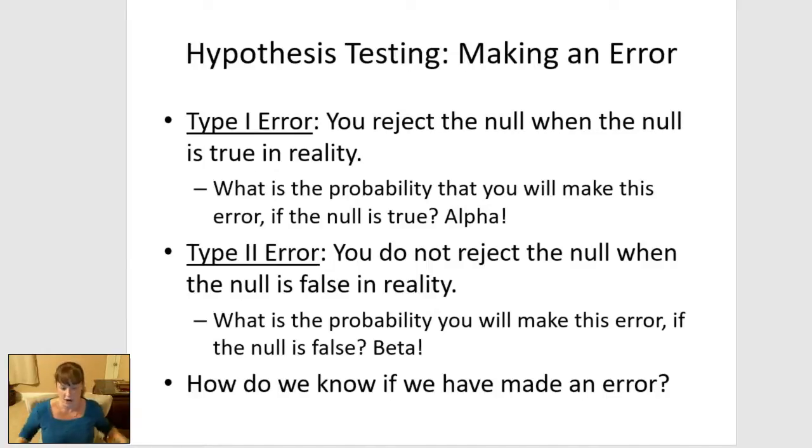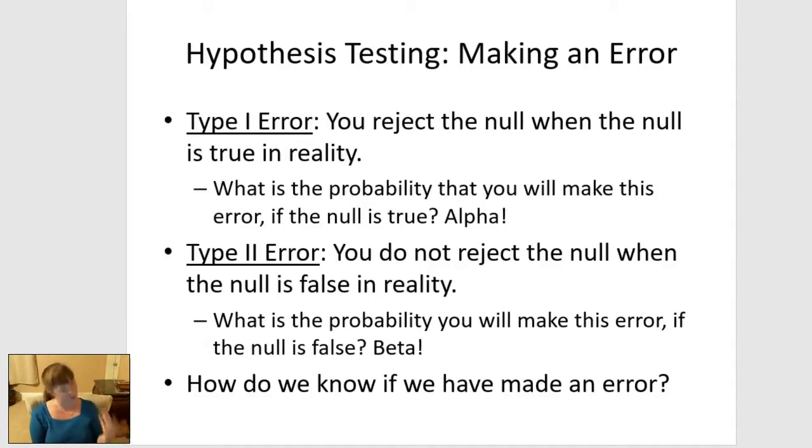Now, are you ever going to know for sure, no matter what decision you make, whether or not you're making a correct decision or whether or not you're making an error? Nope, you're never going to know. But you do know the probabilities of each. The probability of a type 1 error, if you decide to reject the null, is whatever you set alpha at. If you set alpha at 0.05, you're saying, well, even if the null is true, 5% of the time I'm going to reject the null anyway. So my type 1 error rate is 0.05, whatever alpha is.